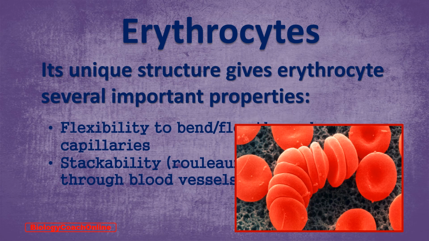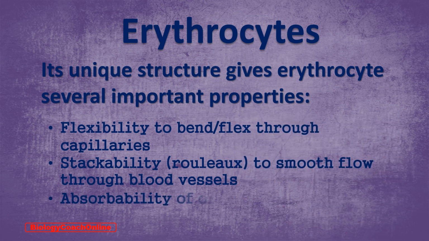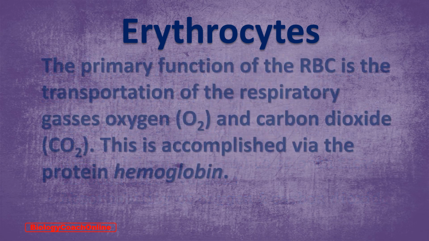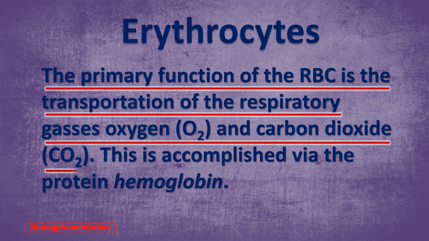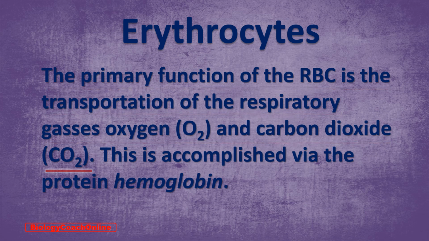Finally, red blood cells have the special ability to absorb blood gases, namely oxygen and carbon dioxide, very rapidly, in fact, an ability important to your very survival. More on that in a moment. So the most important function of the red blood cell is that of transporting respiratory gases, namely oxygen, chemical designation is O2, and carbon dioxide, that's CO2.